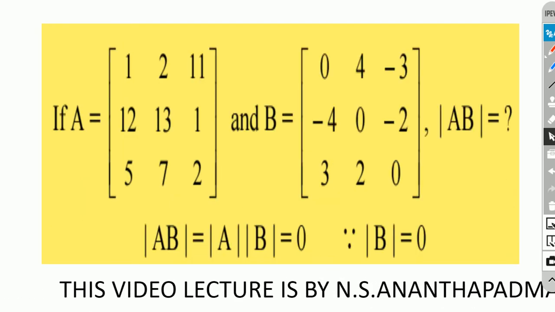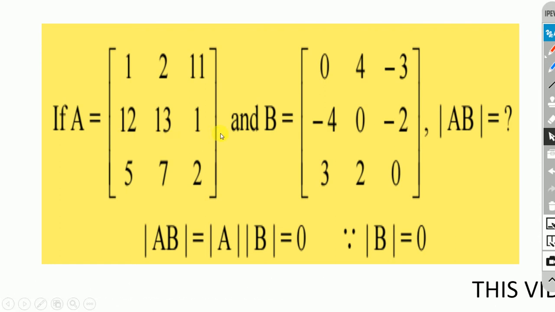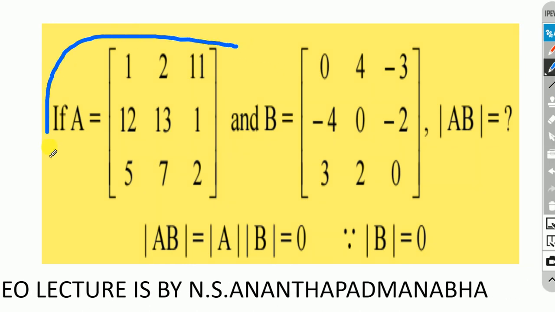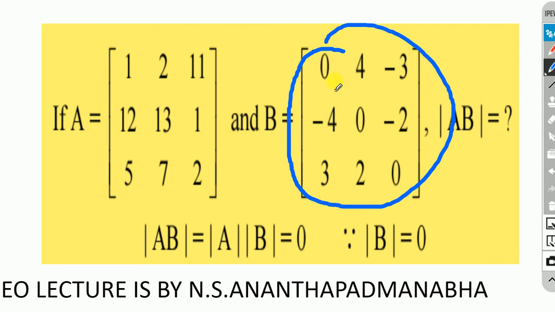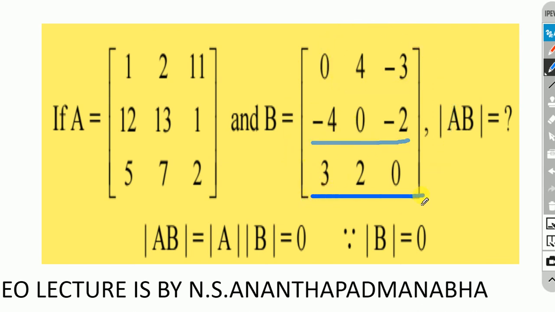If A is equal to [1 2 11; 12 13 1; 5 7 2], this is the matrix A here. I have matrix A, and matrix B is given as [0 4 -3; -4 0 -2; 3 2 0]. Here I have two matrices of order 3 cross 3. I have to find the value of determinant of AB.